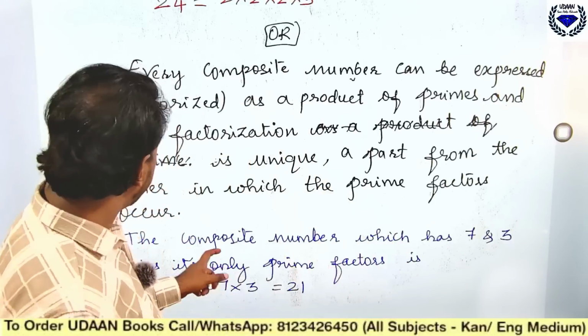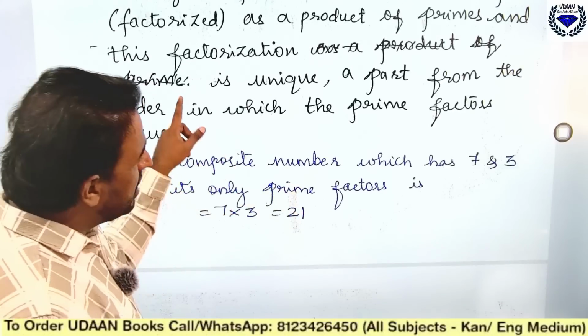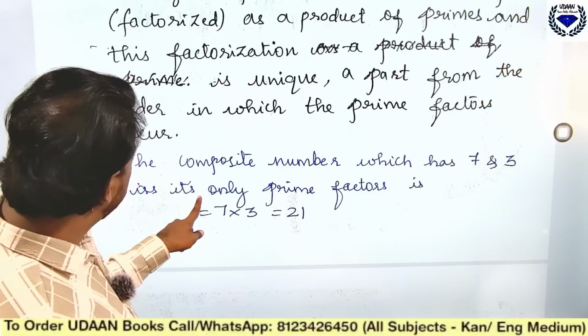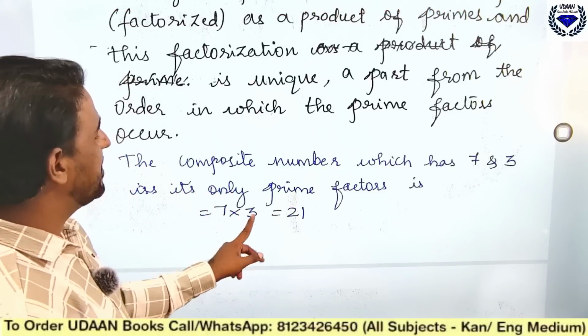Now see, the composite number which has 7 and 3 as its only prime factors is 7 3s are 21.